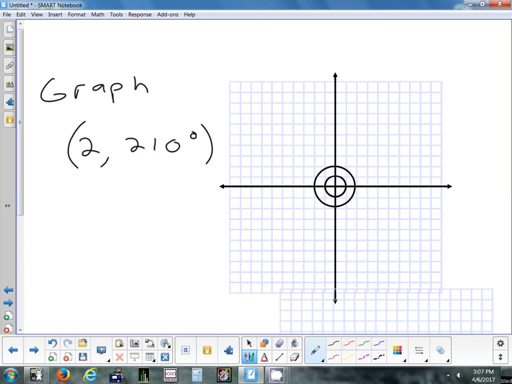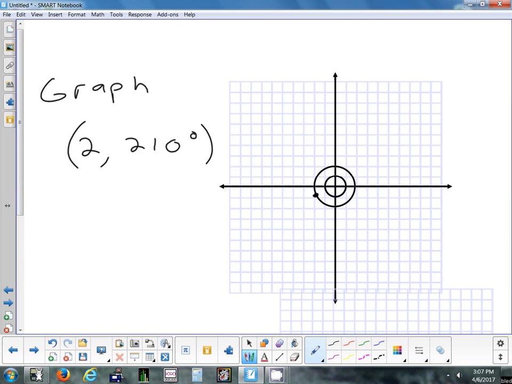So you go right 2, and then go counterclockwise 210 degrees. Halfway would be 180, so you're going to be a little bit past the middle. You have to go 180, and then 30 degrees more. And that's how you graph that.